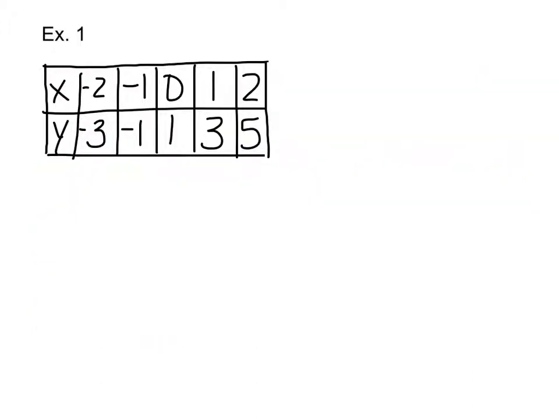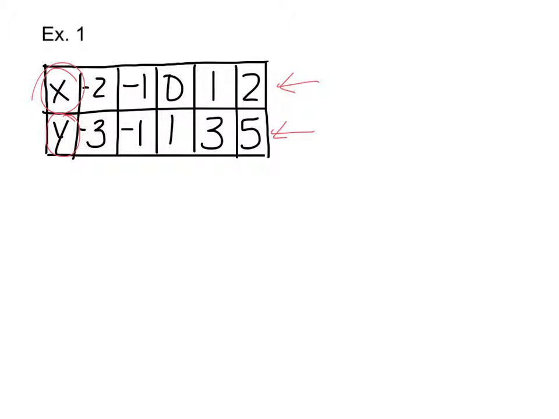So here's our first example. This is a table, and you see we have the first row is made up of x values, and the second row is made up of y values. So each column up and down represents an ordered pair. So you just need to choose two. This table shows me 5 different ordered pairs.